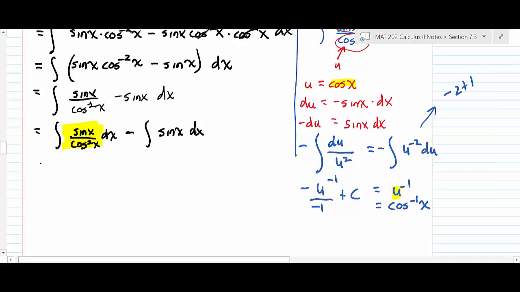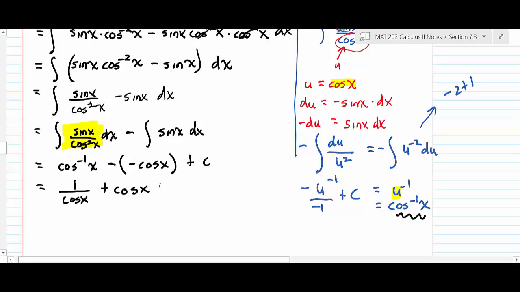Okay, let's write what we got now. This integral we just did, we got cosine to the negative 1 x. Now, that's not an inverse. That's a negative 1 power. And then, of course, what's the integral of the sine? Negative cosine. Okay, that's a rule you know. So that's negative cosine x plus c. So what I would do is you could write this as 1 over cosine x. That's not an inverse. That's a negative 1 power. Then you could write this as plus cosine x plus c.